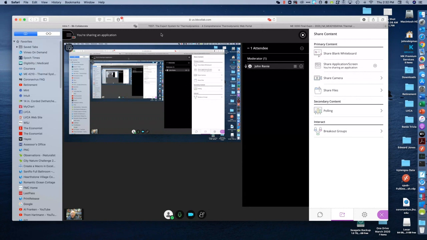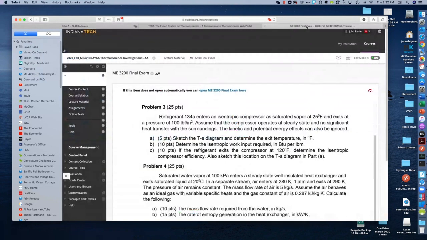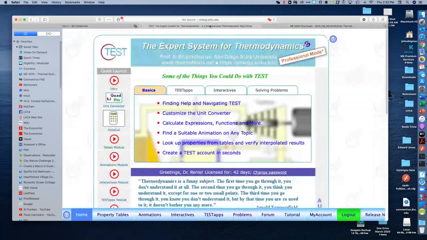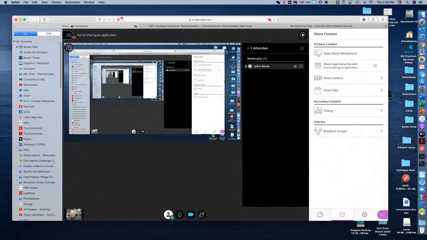Now, since I have already launched the document in Blackboard, I could switch over to the document in Blackboard, and you should be able to see that. I could also go into the test, and you should also be able to see that. Or I could come back into Collaborate.